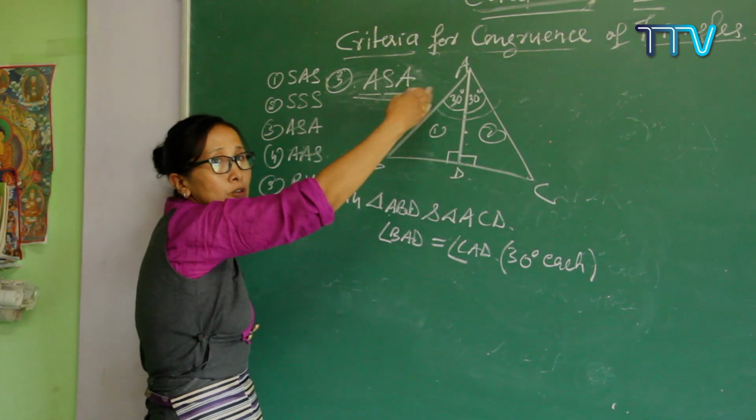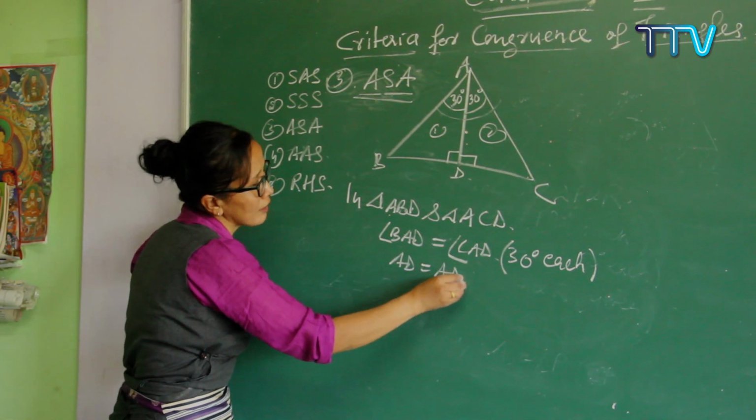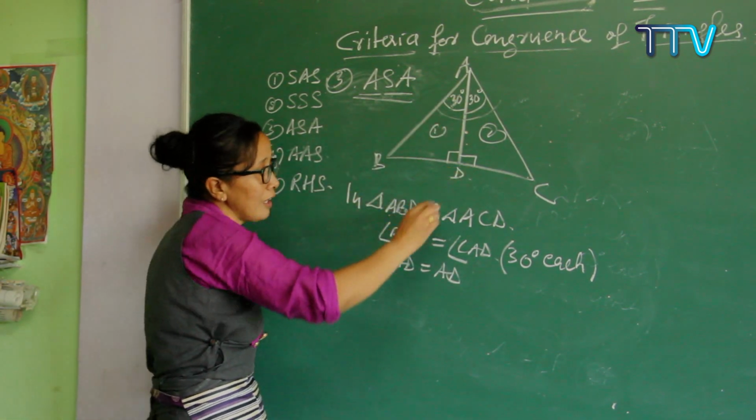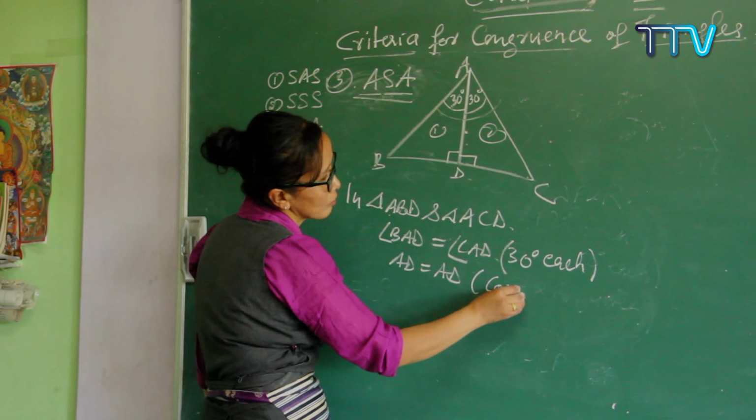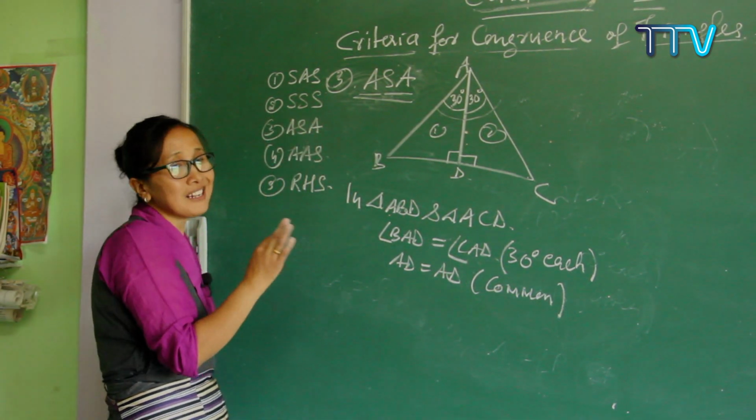AD is common to both the triangles. Write it down. AD is exactly equal to AD. So you can write it down as common. Understood? Next one, what else is equal?